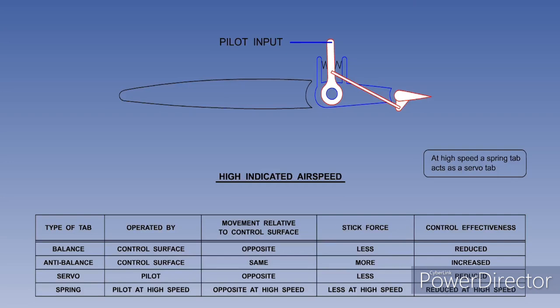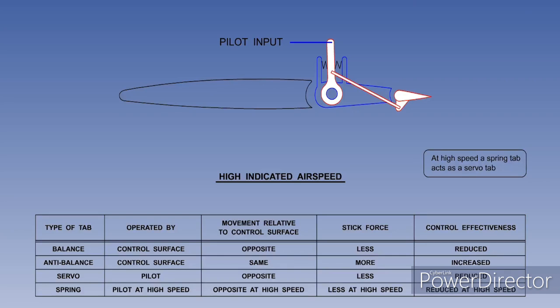To summarize, at low IAS, the spring tab doesn't move relative to the control surface. The pilot moves the control surface and the spring tab together for maximum effectiveness. At higher IAS, the spring tab acts as a servo tab by moving in the opposite direction to the control surface, and therefore reducing control effectiveness.